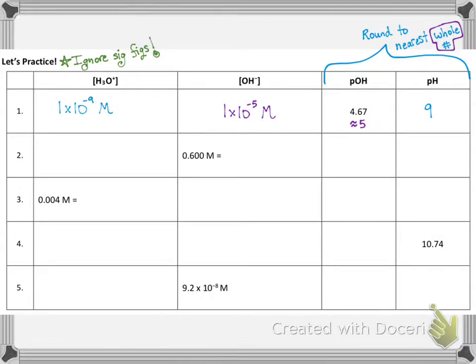Okay, let's try the second example. Now this one's a little trickier because 0.6, well first we want to write it in scientific notation. 0.6 is just 6 times 10 to the negative 1. Well, we're going to round that to a 1 or a 10, and 6 is closer to 10, so this is just 10 times 10 to the negative 1. But we need to rewrite that with a 1 in front, so that's actually just 1 times 10 to the 0, which of course is just 1.